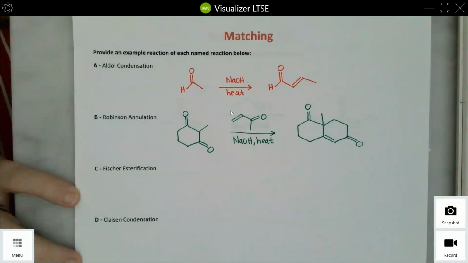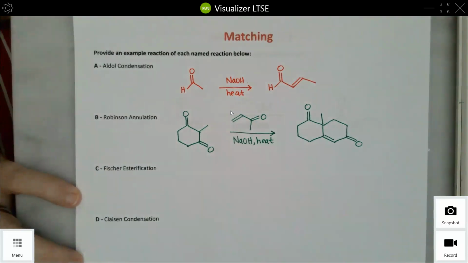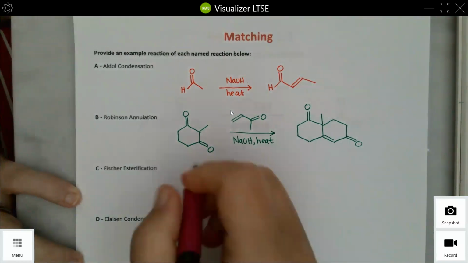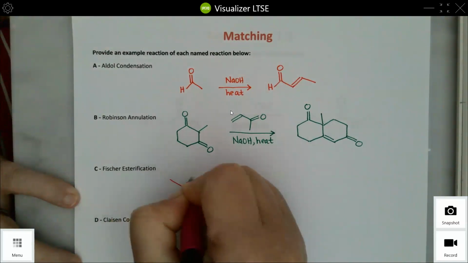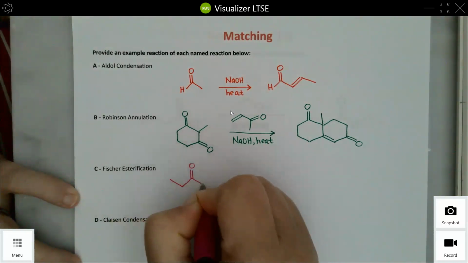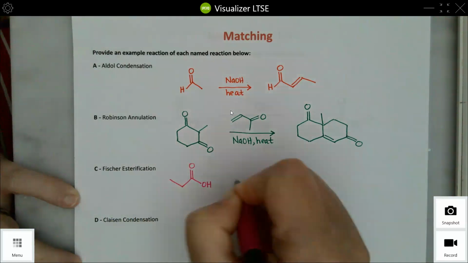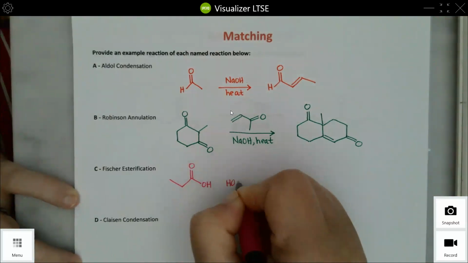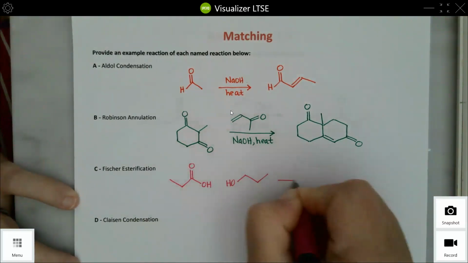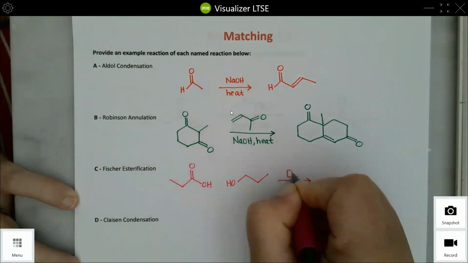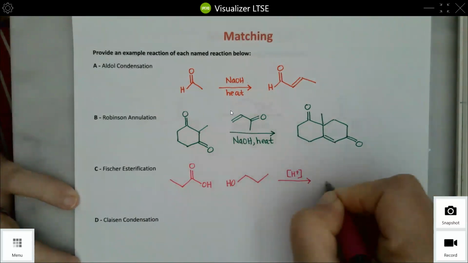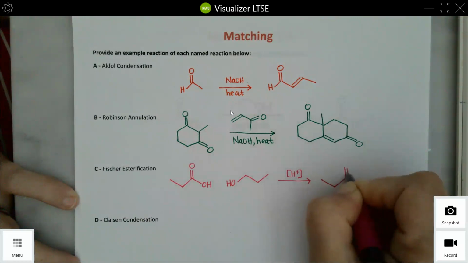Okay, so let's think about the Fischer esterification. So in a Fischer esterification, we have 2 components, right? We have some sort of carboxylic acid, and we have some sort of alcohol, right? And they require a strong acid catalyst to form an ester.